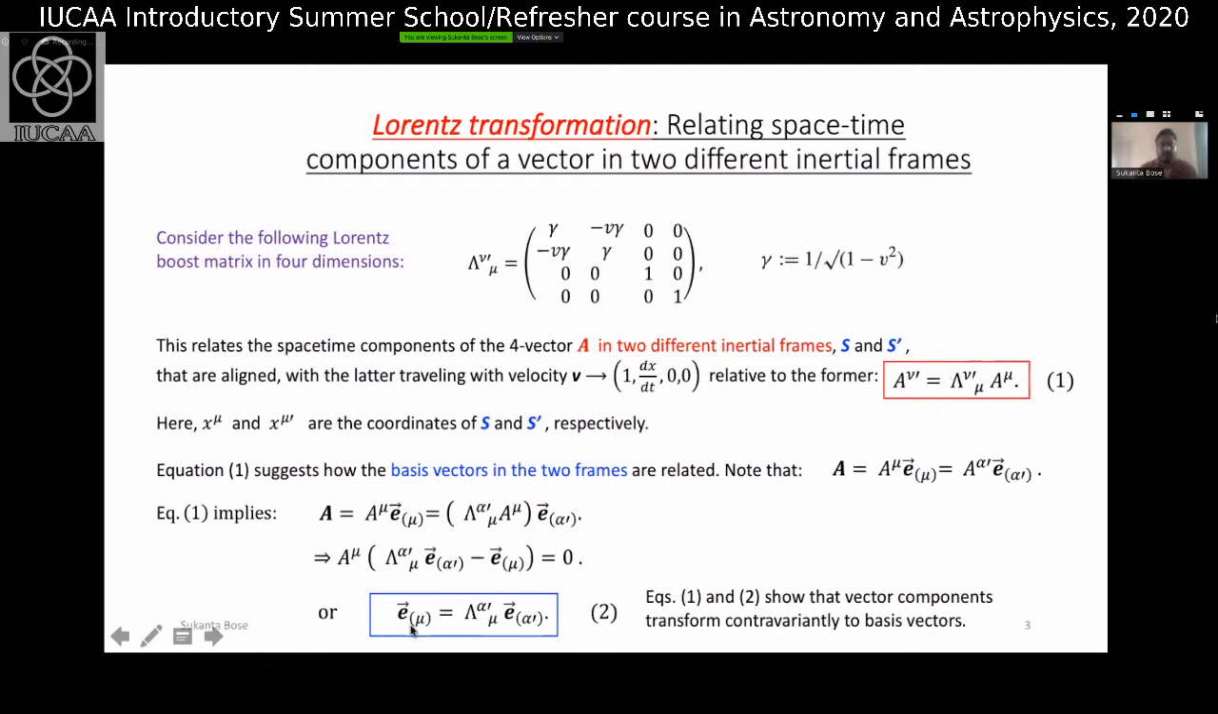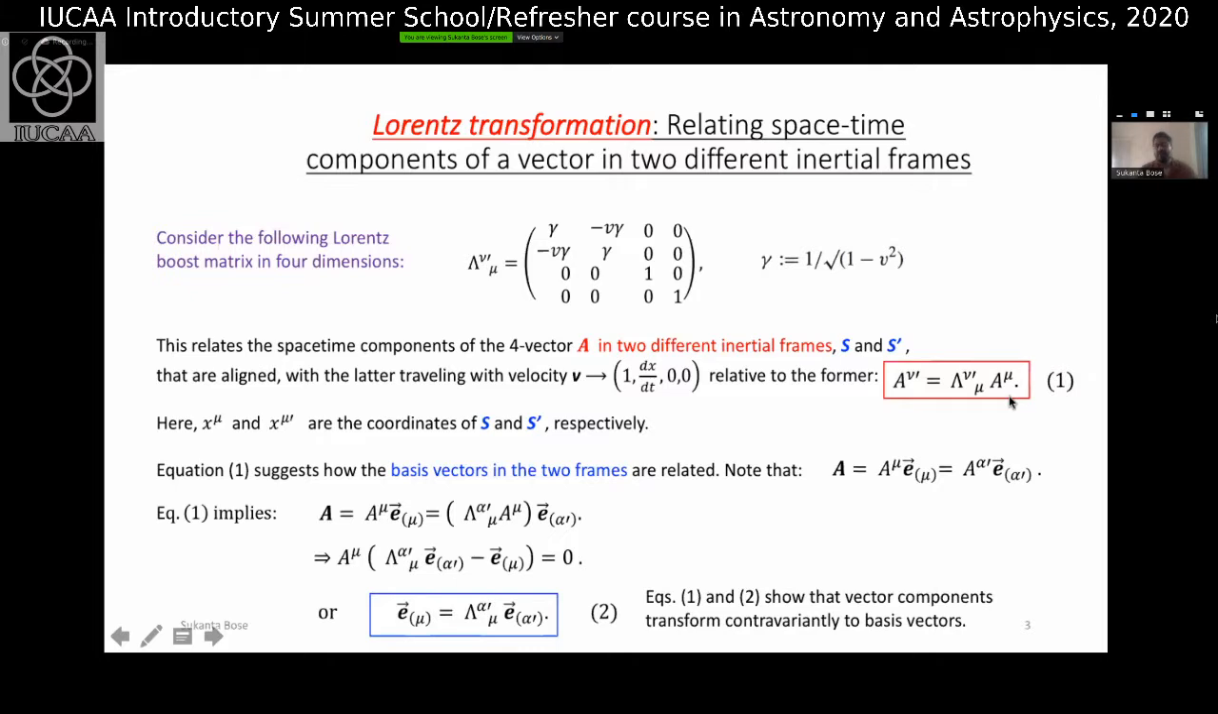So objects whose components transform like this second law, equation 2, for the basis vectors, are called covariant, in an old language. In modern language, we don't use it, but they're called covariant because their components transform like the basis vectors under Lorentz transformation or under this coordinate transformation. Whereas objects whose components transform like equation 1 used to be called contravariant.